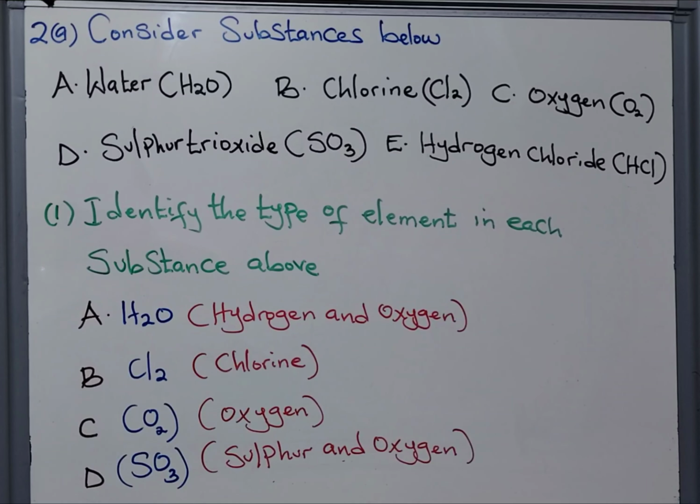Then lastly, we come to E. E is hydrogen chloride. And what is the formula for hydrogen chloride? It is HCl. And HCl represents what elements? H is hydrogen, and the Cl is chlorine.